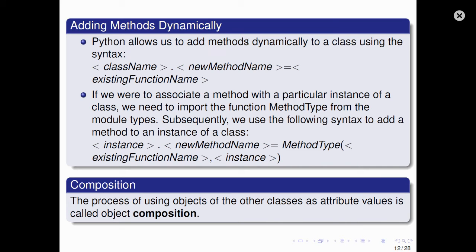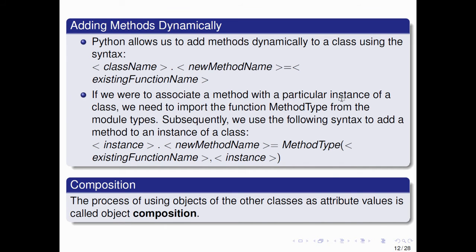So you will add a function to a class. If we want to associate a method with a particular instance of a class, we need to import the function MethodType from the module types. So this is the other way: one way is this, the other way is this. So when you want to associate a method with a particular instance, meaning an object.